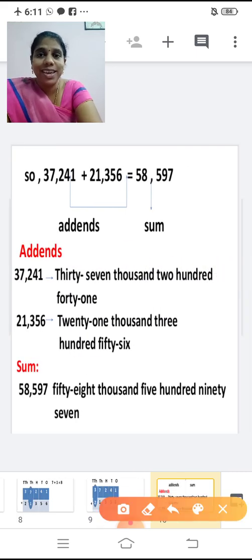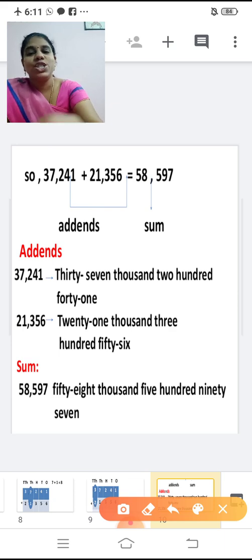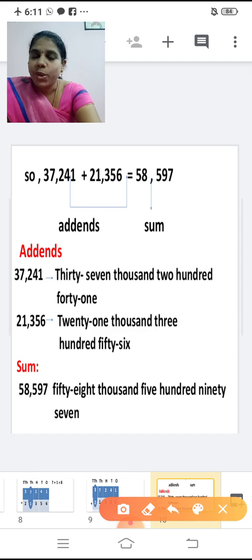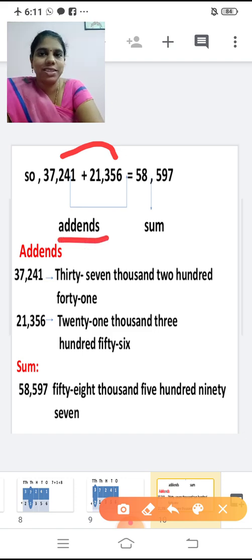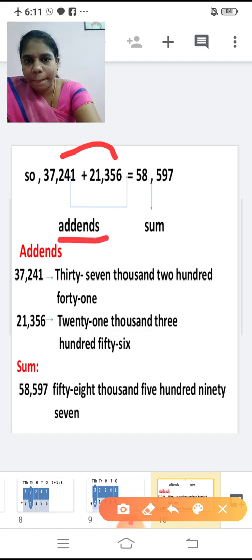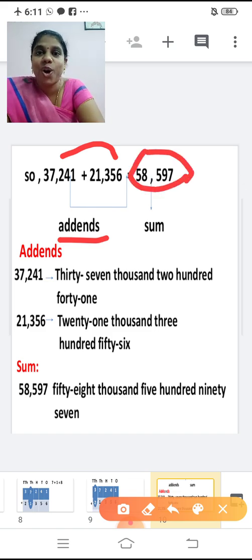Now we are going to write the words. So now what is this 37,241 and 21,356? These both are addends, right? The numbers that we are going to add are addends, and the total we got, 58,597, is called the sum. So this we are going to write in words.